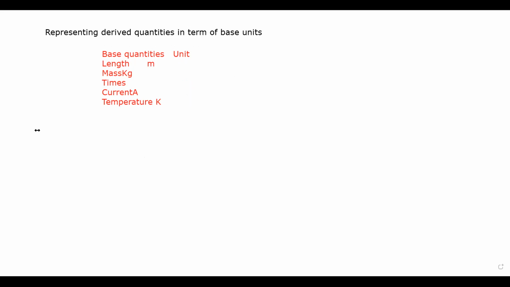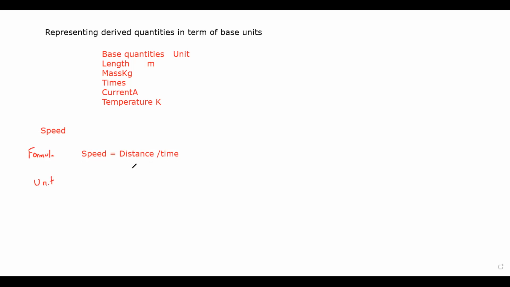So, for example, if I say speed. The first thing, for speed, you should be able to write a formula. We know speed is equal to distance divided by time. So the first step, when we want to represent a derived quantity in terms of base units, is we write the formula and then we write the units.